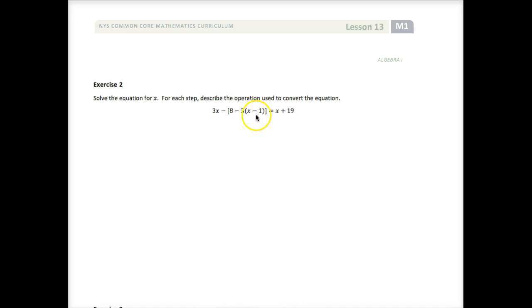But when I look, I see that I have soft grouping symbols, so this is a section of the equation I can work on, and once I get it out of the way, I can start working on this harder bracket, the square brackets. So let's see.